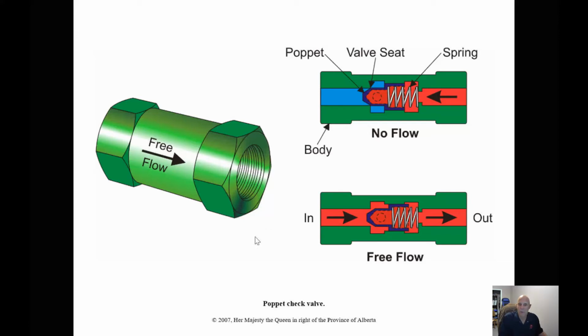Another type of valve we might see is a one-way check. It's a poppet valve. It's a check valve. We'll see these in different types of systems that we're dealing with. It prevents backflow. We can use it as an anti-cavitation valve.